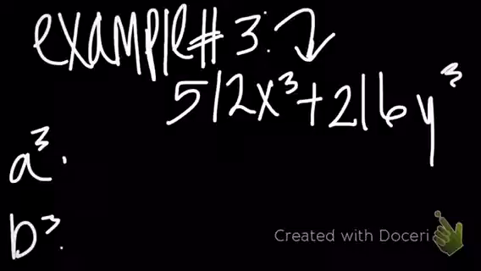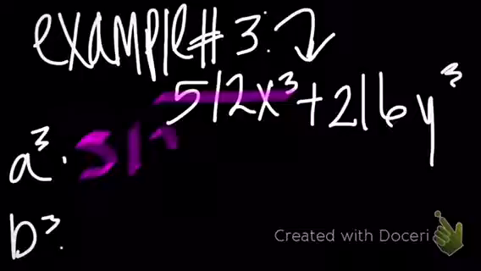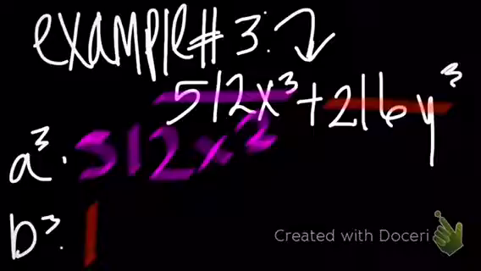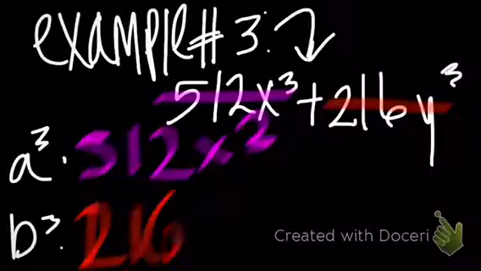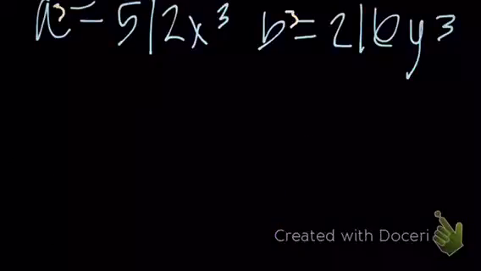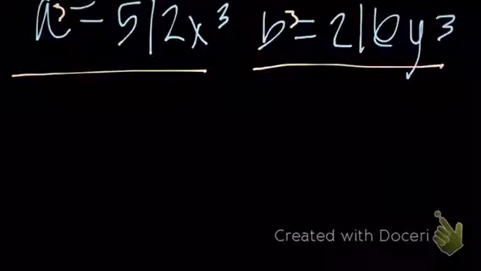So our next step is finding the a and b once again, and our a is going to be 512x cubed, so we're just going to go ahead and write that. And then our next step is going to be finding the b, which is 216y cubed. Alright, so now we want to find the cube root of 512x cubed and 216y cubed.